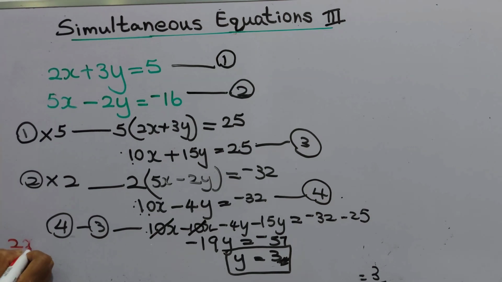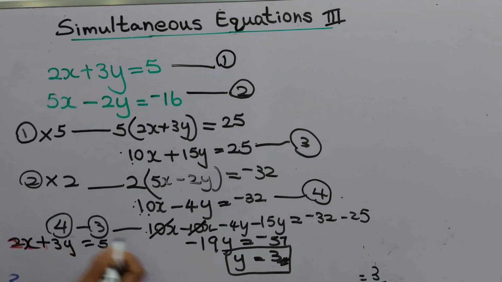2x plus 3y equals 5. We already know y is 3. Then 2x plus 3y means 3 times 3, which is 9, equals 5. Then 2x equals 5 minus 9, so x equals minus 4 divided by 2, which is minus 2. We found the answer for x also.